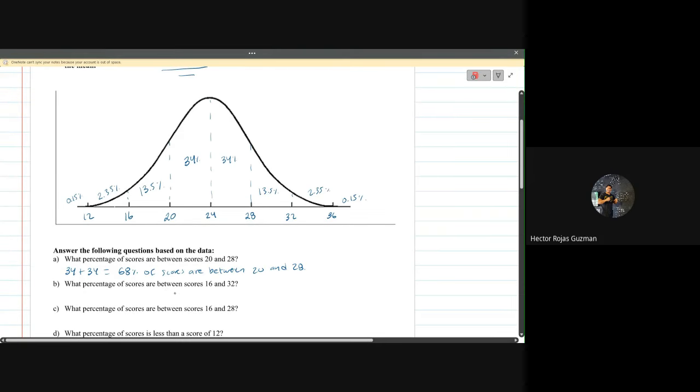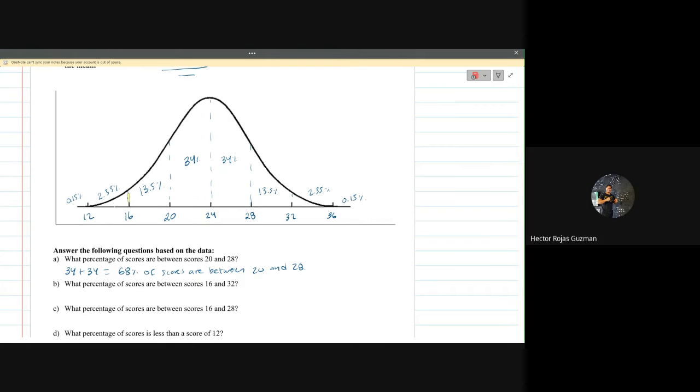What percentage of scores are between 16 and 32? All right, so if you identify 16, we're here. 32 goes all the way to this one. So we're talking about all these percentages. If you have your empirical rule concept sheet, we already know that's going to be 95% of the data. So we can just say here, 95% of scores are between 16 and 32. And again, that's because I added the 13.5, 34, 34, 13.5 to go between 16 and 32.